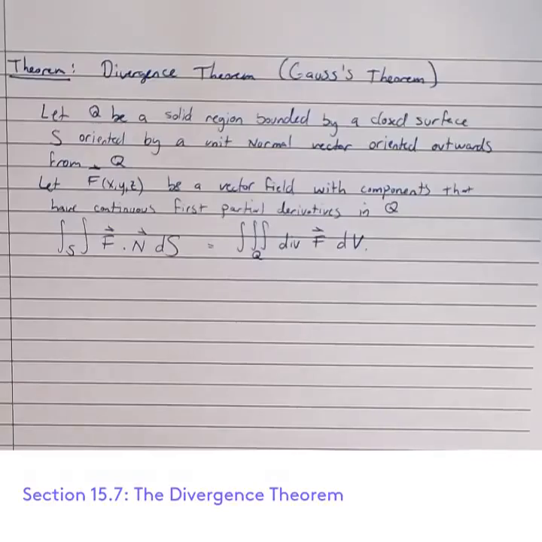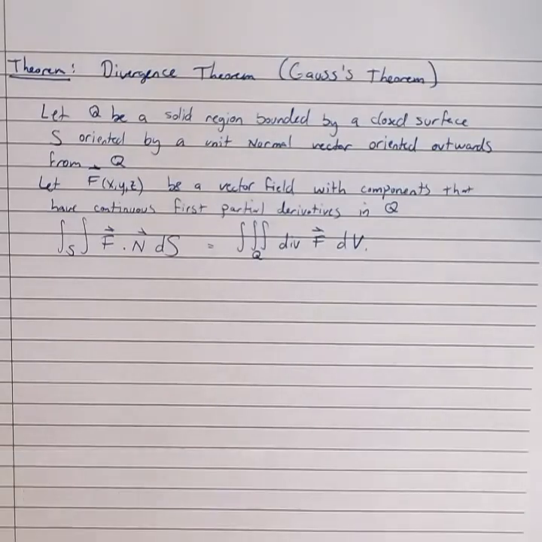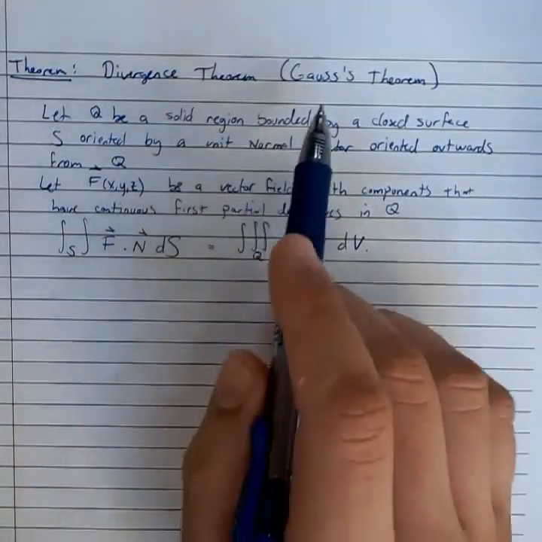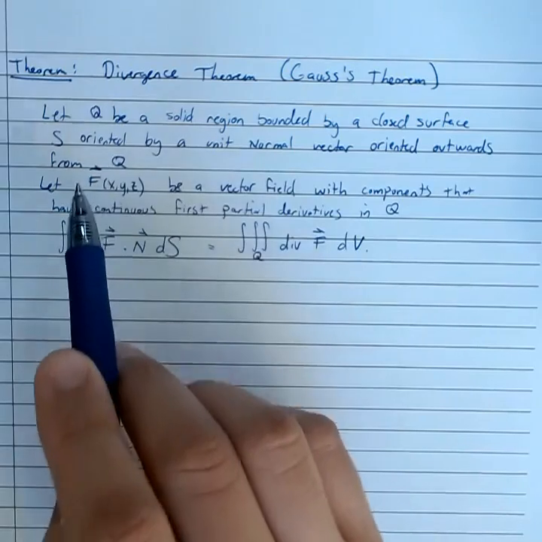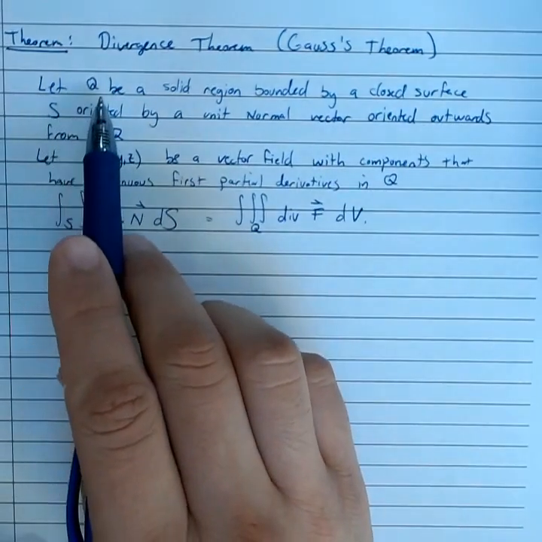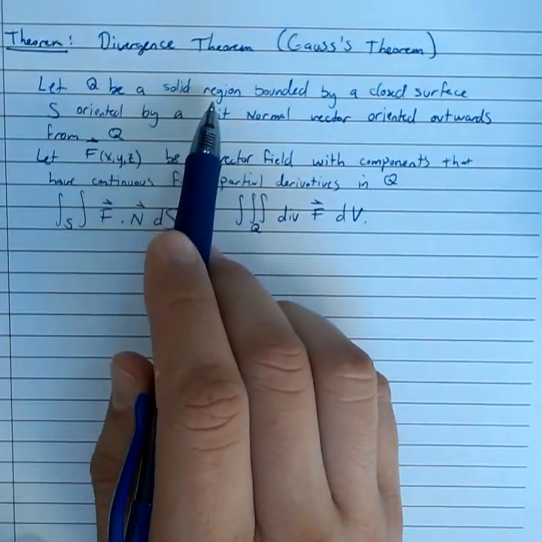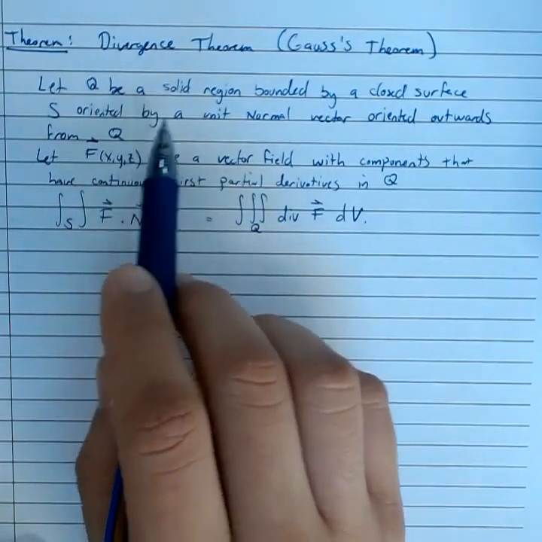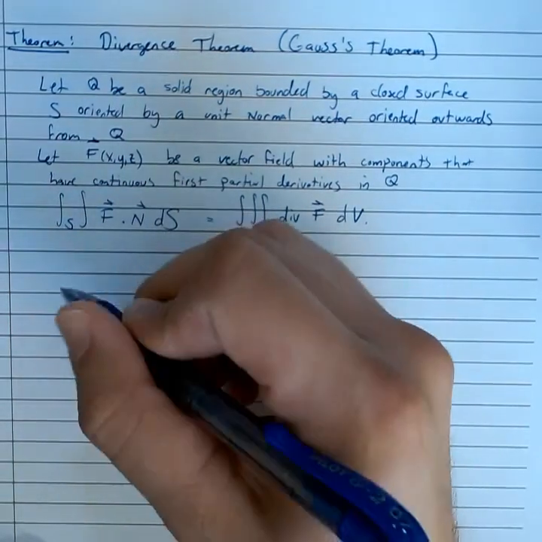Let's take a look now at section 15.7, and let's talk about the divergence theorem. This theorem, also sometimes called Gauss's theorem, states the following. Let's start off with a solid region Q. That's a solid region, not just the surface, but the actual stuff inside.